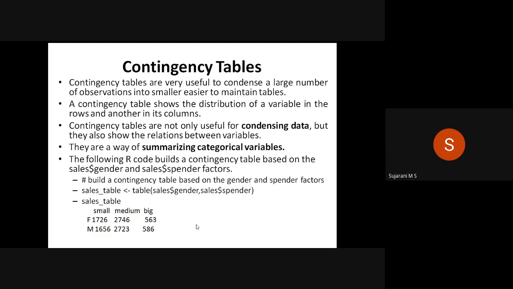A small table. Our sales data contain 10,000 records. From these 10,000 records, we have to extract a small table, which is shown in this example. That is a single small table based on gender type and spender factor: male and female, small, medium, big. Based on that relationship, we are extracting a small table from our big data, that is, our big sales data.